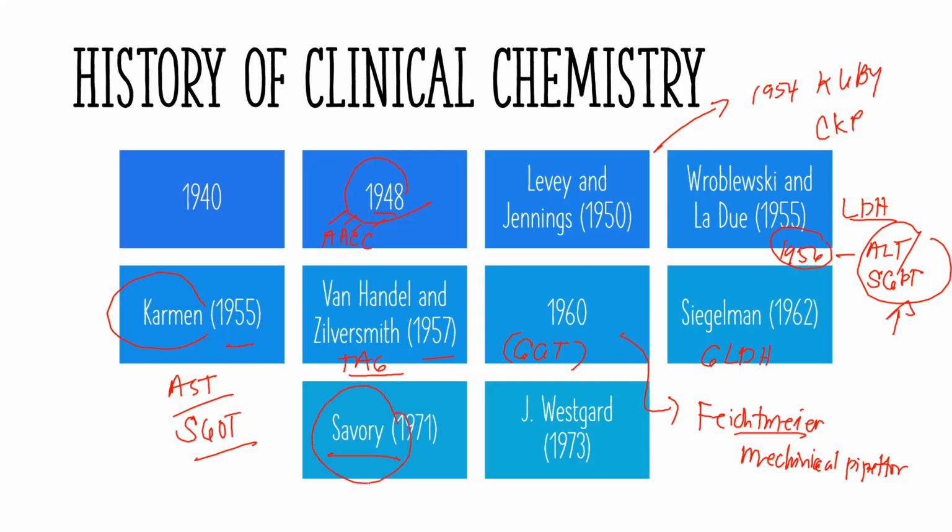Next in line, in 1971, we have Savory, not the classic Savory, who developed the serum albumin assay on the Technicon AutoAnalyzer. And lastly, in the year 1973, James Westgard introduced the Westgard rules in the clinical chemistry laboratory, such as the 2SD and the plus or minus 3SD.